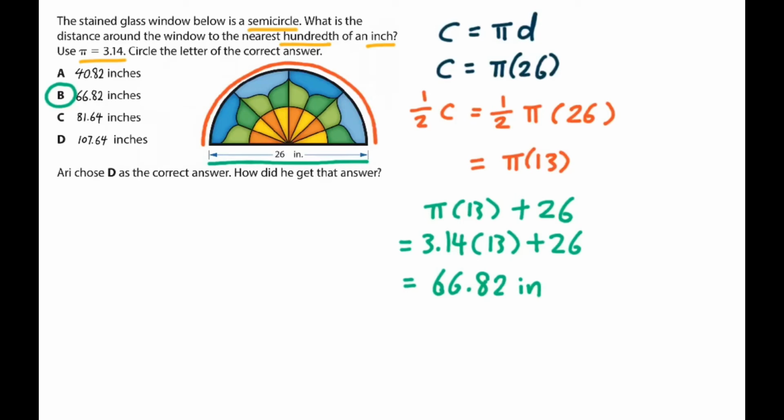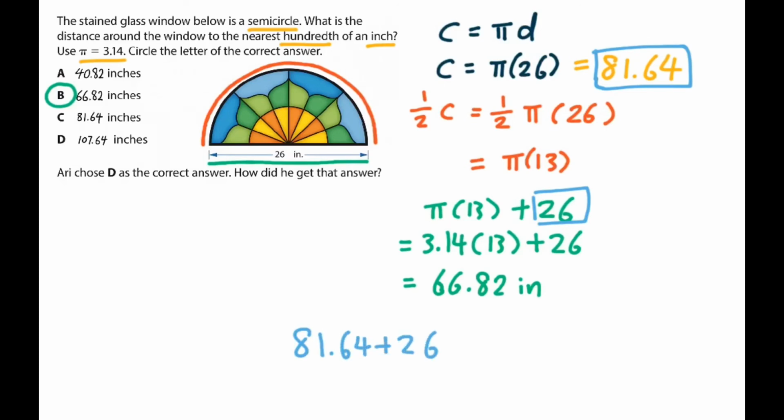This problem also says Ari chose D as the correct answer. How did he get the answer? So if we were to actually multiply 26 and pi in the beginning, we see that we will get 81.64. If we take this number, which is the whole circumference, and the 26, and we add these two numbers together, we will get the wrong answer, which is 107.64. So that means Ari didn't divide the circumference by 2 because it should be a semicircle, not a full circle.